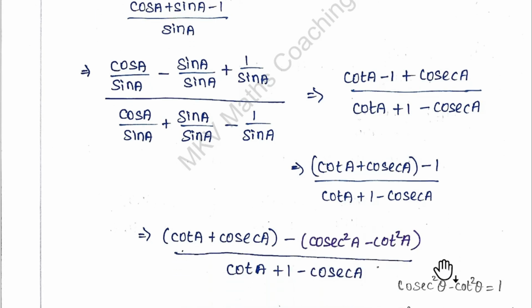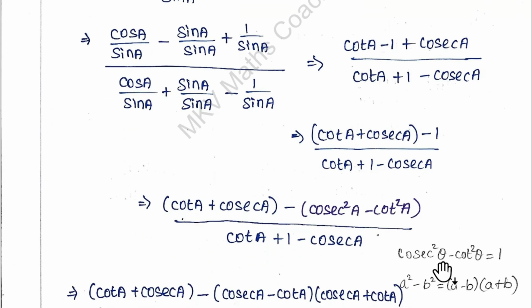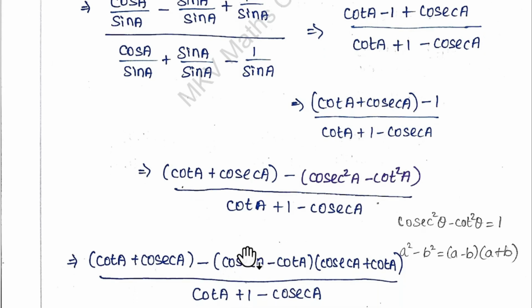So after this step, just listen carefully. Instead of this 1, I am substituting the identity. We know the identity, cosecant square minus cot square is 1. So instead of the 1 value, I am substituting the identity, cosecant square A minus cot square A, since this is also 1, right? So in the place of 1, I am writing the identity cosecant square A minus cot square A. Can you see it is the A square minus B square formula? So I am expanding it as A minus B, A plus B.